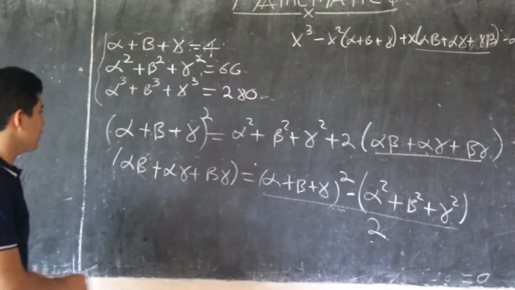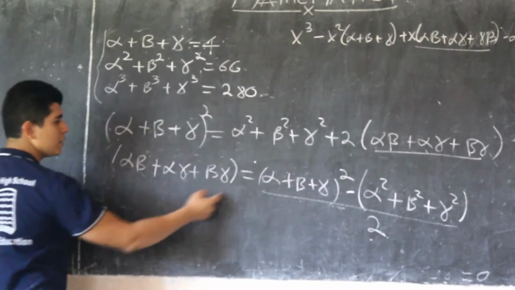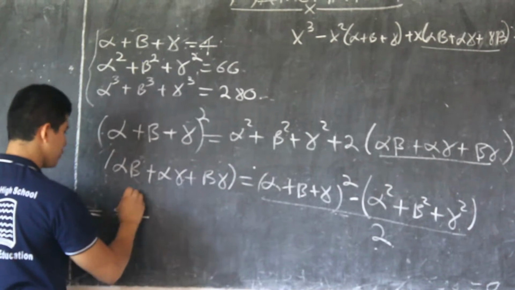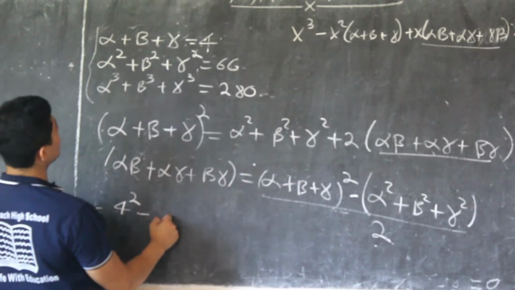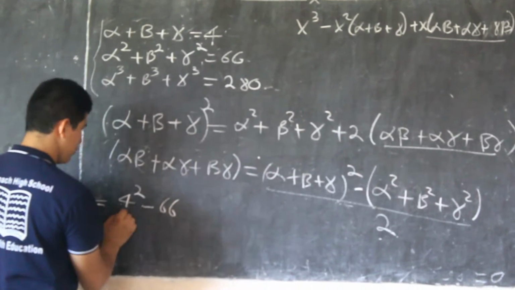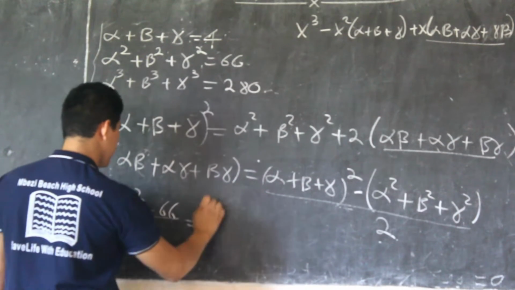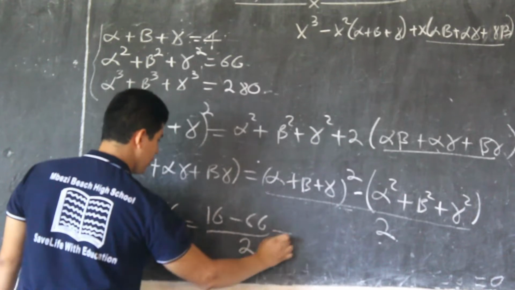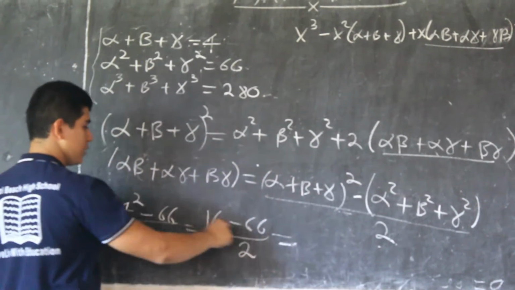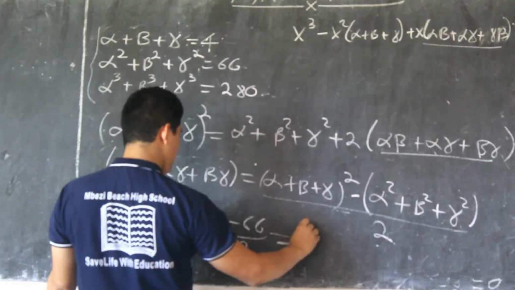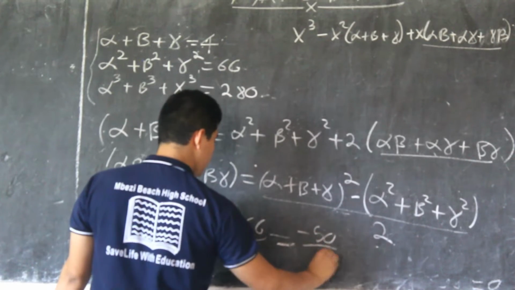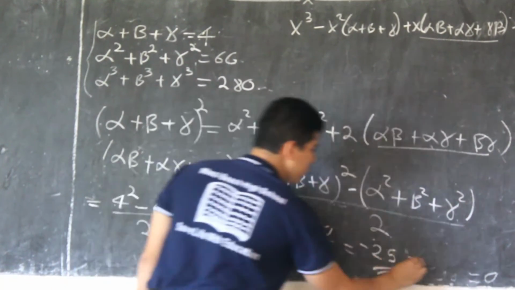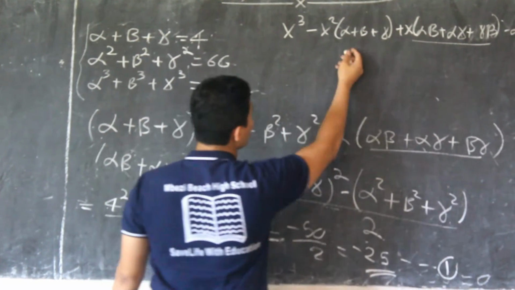Now we can get this value. We know this is equal to 4 squared, minus the second one, which is 66, over 2. Which is equal to 16 minus 66 over 2, which is equal to, in this case here we get negative 50 over 2, which gives us negative 25. Now this is going to be the value of this one here.